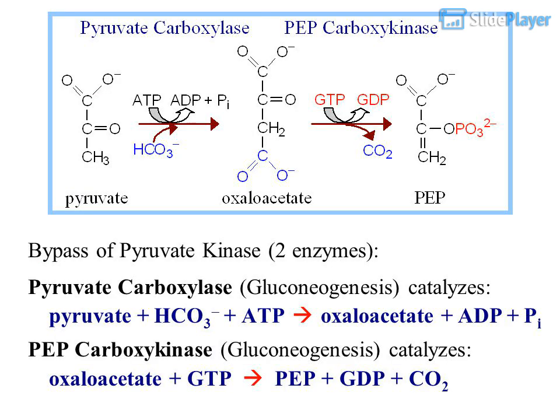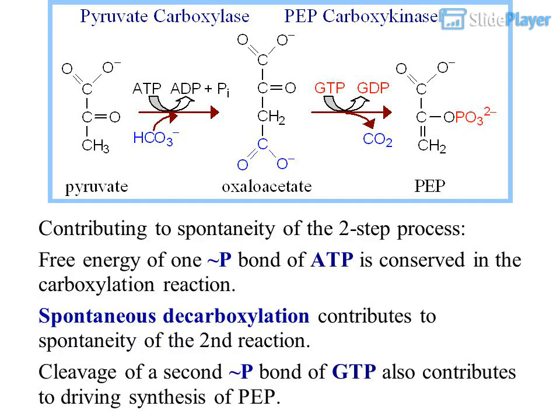Bypass of pyruvate kinase, 2 enzymes. Pyruvate carboxylase, in gluconeogenesis, catalyzes pyruvate plus HCO3 plus ATP, oxaloacetate plus ADP plus Pi. PEP carboxykinase, in gluconeogenesis, catalyzes oxaloacetate plus GTP, PEP plus GDP plus CO2. Contributing to spontaneity of the two-step process.